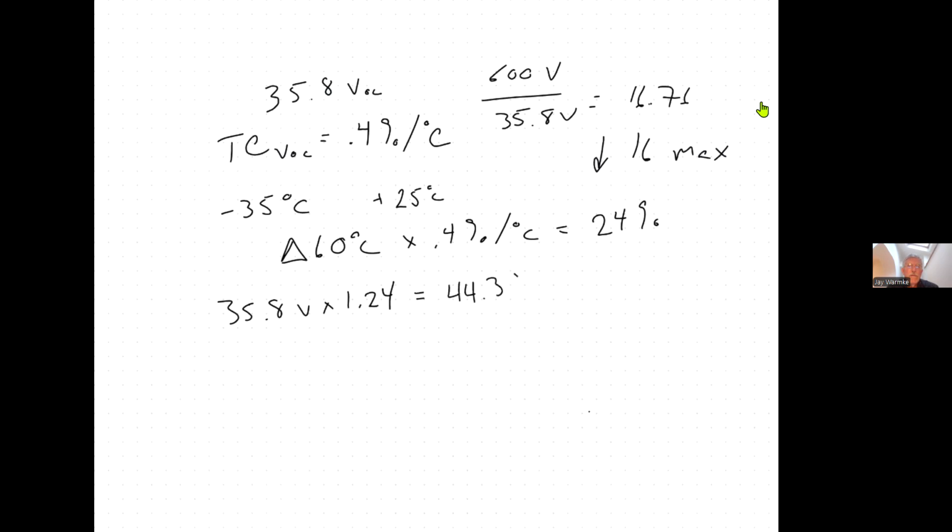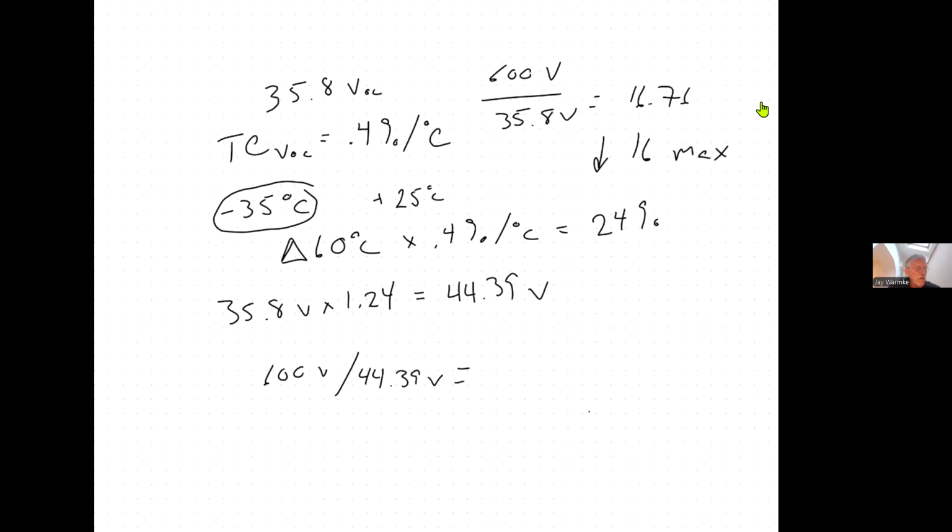44.39 volts. So on the coldest day ever, if the temperature was minus 35 degrees, that panel would not be producing 35.8 worst case scenario. It's producing 44.39 because voltage goes up when the temperature goes down. So now I take my 600 volts, I divide it by 44.39, and I get a different number, right?